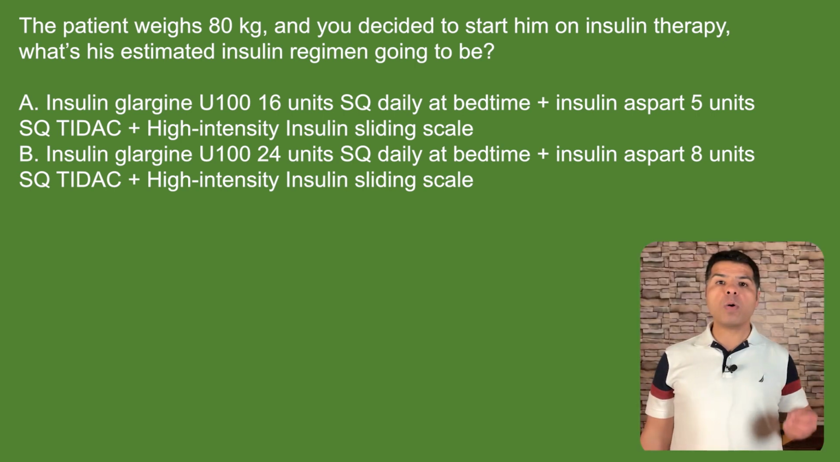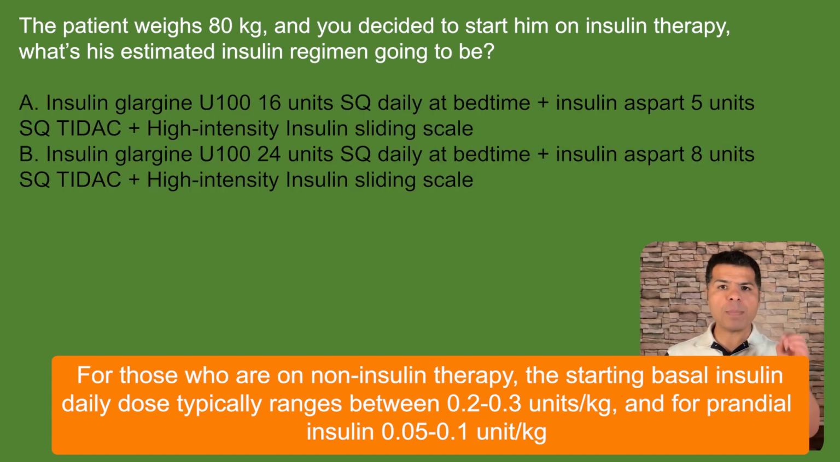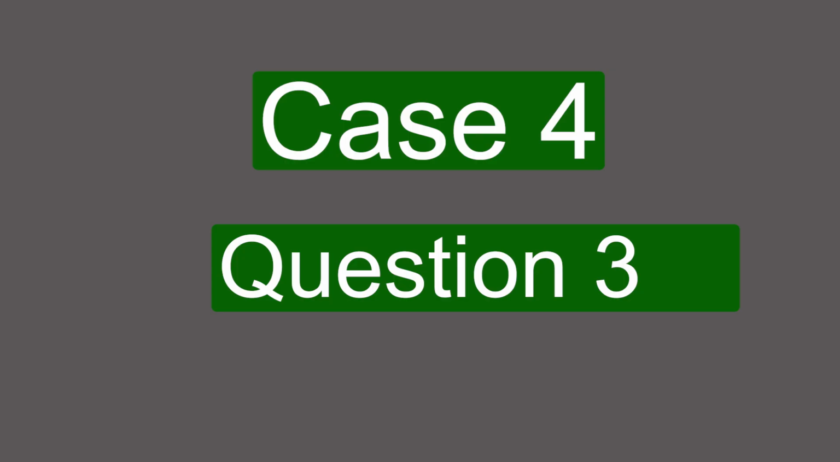For those who are on non-insulin therapy, the starting basal insulin daily dose typically ranges between 0.2 to 0.3 units per kg. And for prandial insulin, 0.05 to 0.1 units per kg. So both 16 and 24 units of basal insulin seem appropriate. The same applies to the 5 units and 8 units of the scheduled premeal insulin.